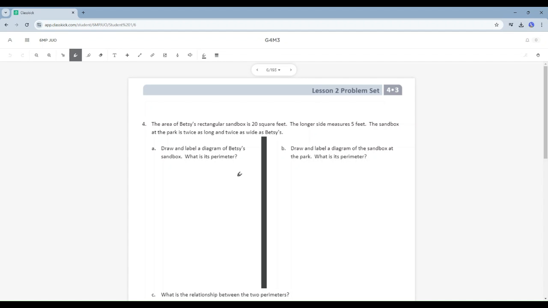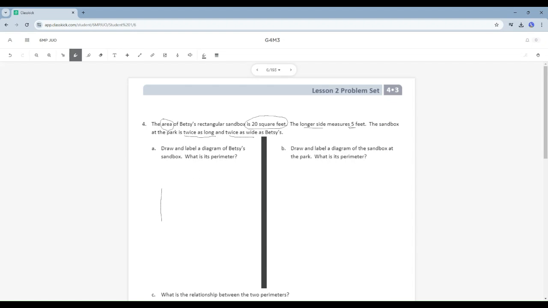Number 4 says the area of Betsy's rectangular sandbox is 20 square feet. So they're giving us the area right off the bat, 20 square feet. The longer side measures 5 feet. The sandbox at the park is twice as long and twice as wide as Betsy's. So draw and label a diagram of Betsy's sandbox. What is the perimeter? So we know the area.